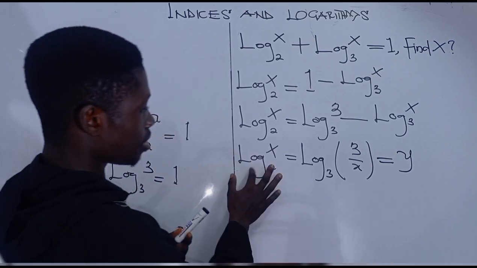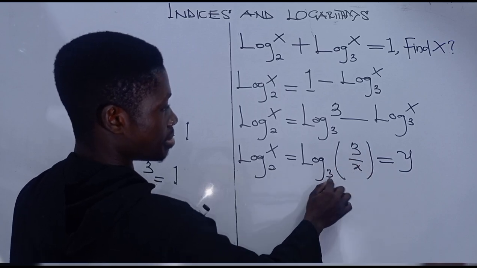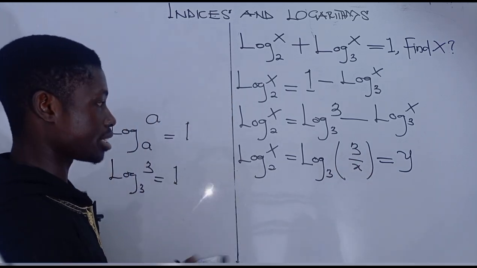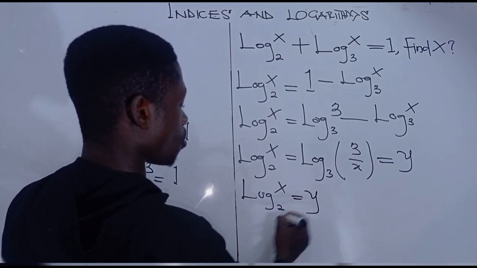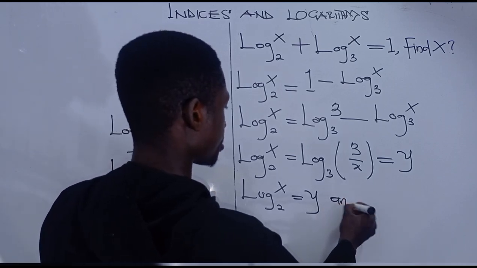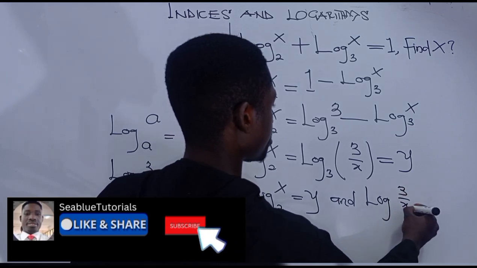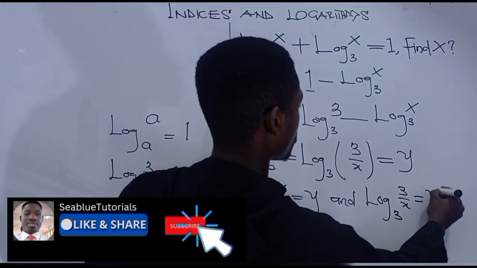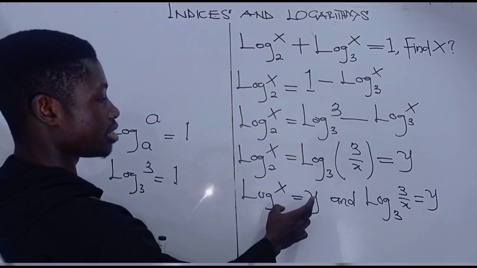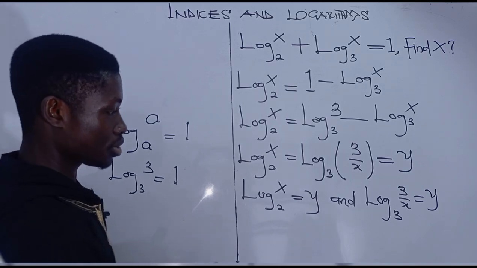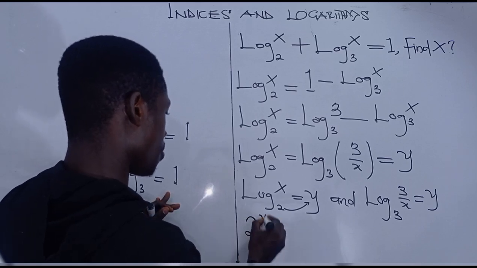So from here, we can say that log of x to the base of 2 is equal to y, and log of 3 over x to the base of 3 is equal to y. So we have log of x to the base of 2 is equal to the y that we introduced, and this is also equal to y. Now let's convert the whole of this into an exponential equation. So we know that these two will move and become the base of the y. So we are going to have 2 raised to the power y.